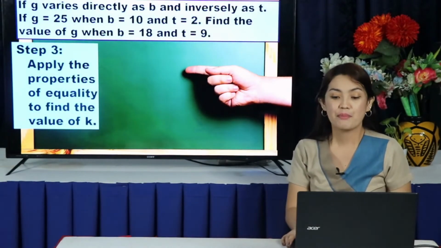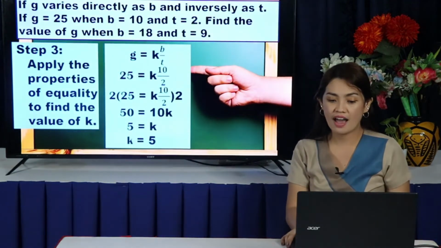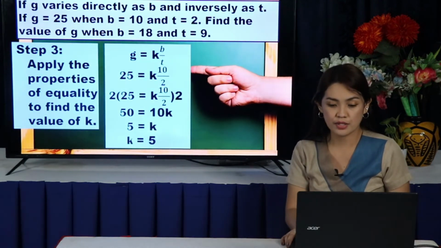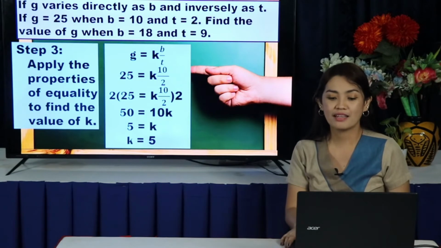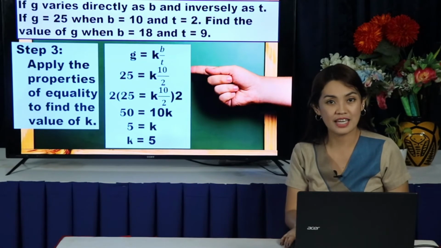Step 3. Apply the properties of equality to find the value of K. From 25 equals K times 10 over 2, multiply 2 to both sides. So it becomes 2 times 25 equals K times 10 over 2 times 2. Simplify. So it becomes 50 equals 10K.